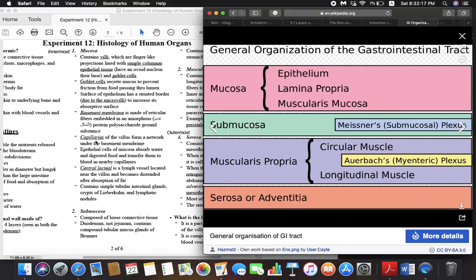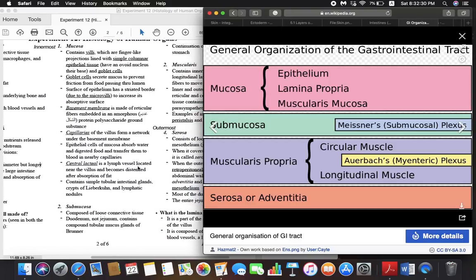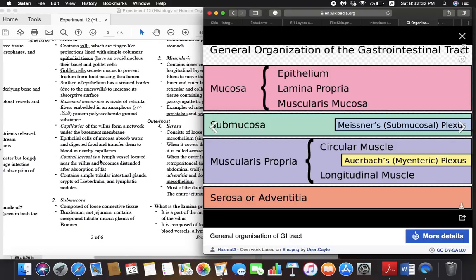We also have in the mucosa capillaries of the villus that form a network under the basement membrane. And we have epithelial cells of the mucosa that absorb water and digested food and transfer them to blood in nearby capillaries. Finally, we have the central lacteal, which is a lymph vessel located near the villus and becomes distended after absorption of fat. We have to know that it contains simple tubular intestinal glands, the crypts of Lieberkühn, and the lymphatic nodules. So all of this is in the mucosa.